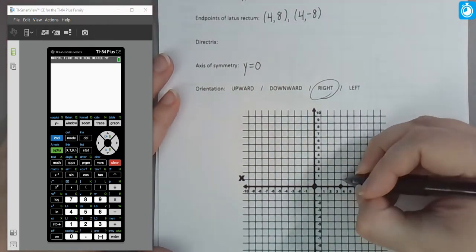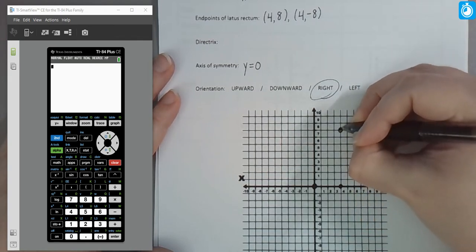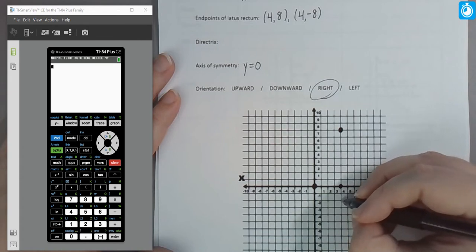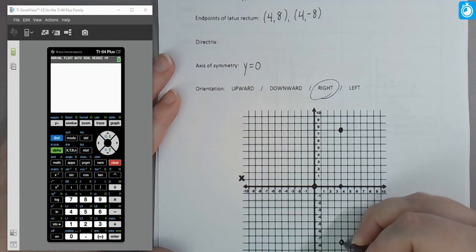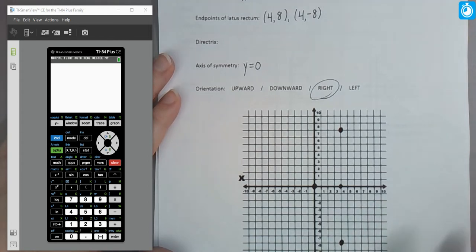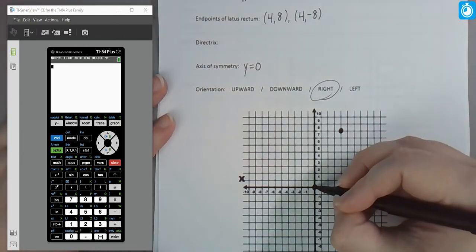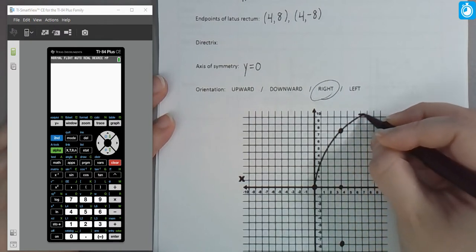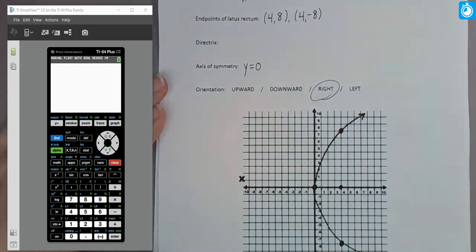So 4, then 1, 2, 3, 4, 5, 6, 7, 8. And then 4, 1, 2, 3, 4, 5, 6, 7, 8 units in the negative direction. And once we have those, technically we have enough to graph. So passing through the vertex and each of these endpoints, something like that. And so let's finish by finding the equation of our directrix.